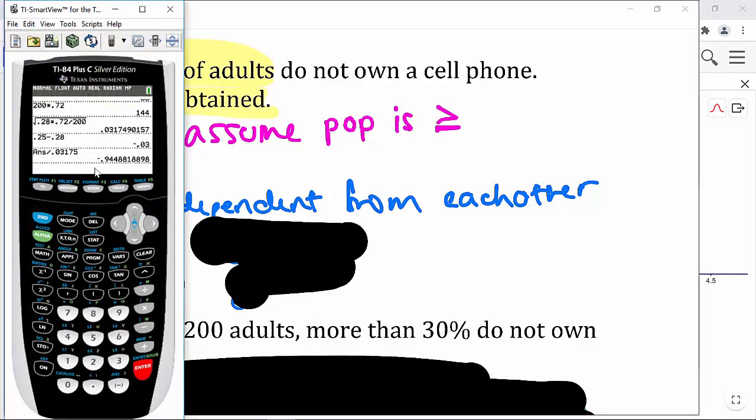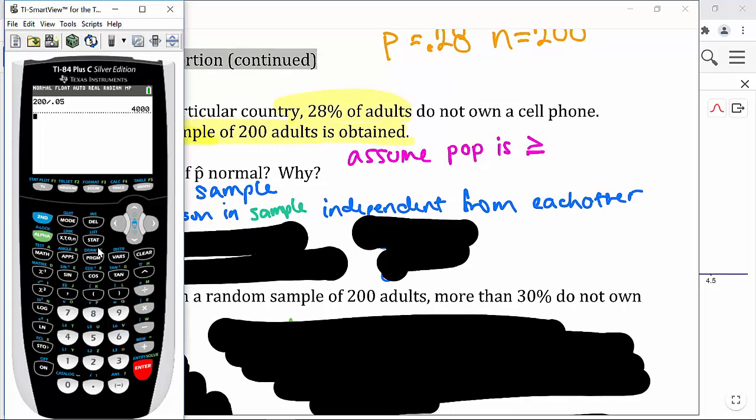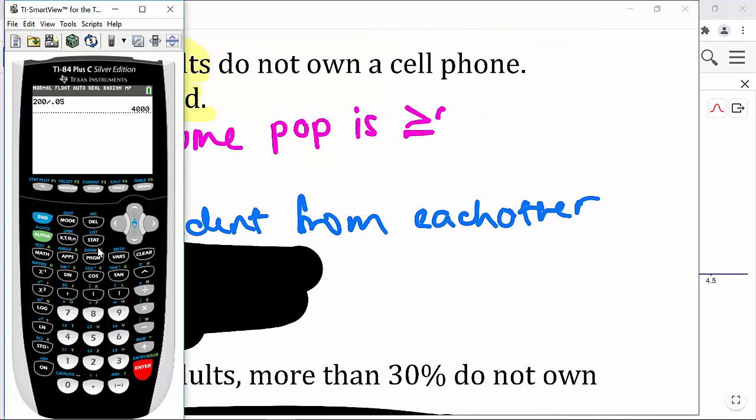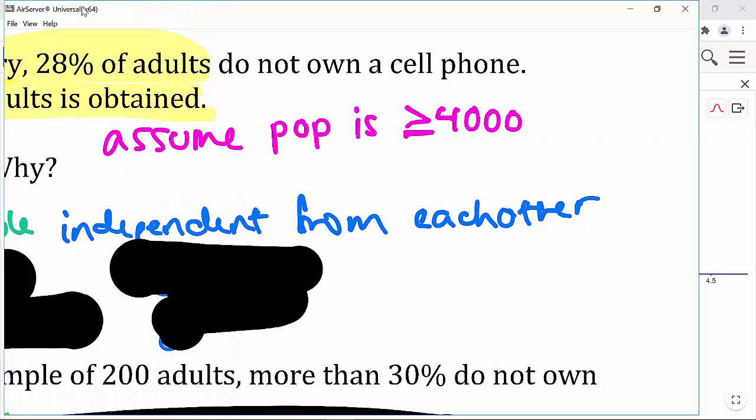So we would do 200 divided by 0.05. And we would have to have at least 4,000 people in the population, which I'm assuming you would in a particular country. So assume the population is greater than or equal to 4,000, which would make sure that a sample of 200 was less than 5% of that population. So you always just take n and divide it by 0.05.